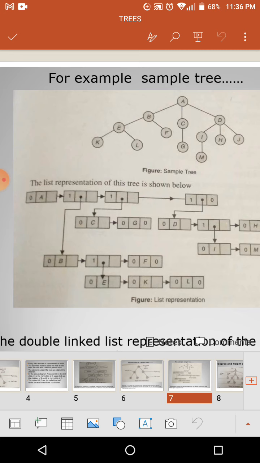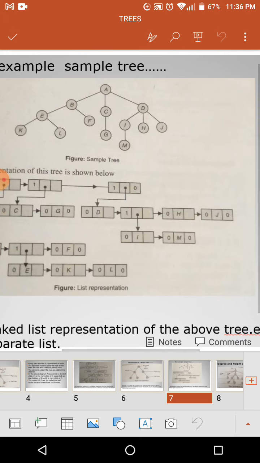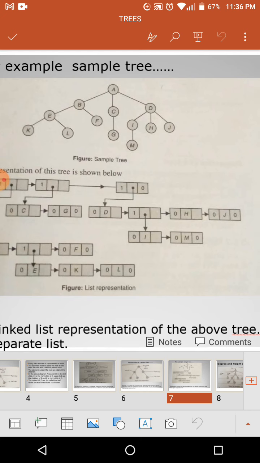Again we can see that C is the second child. Sorry, A is the root node and C is a child of A. So C will be represented. C has only one child, that is G. Look at the arrow marks given. C has the one child G and no more nodes here, so a null address is given.